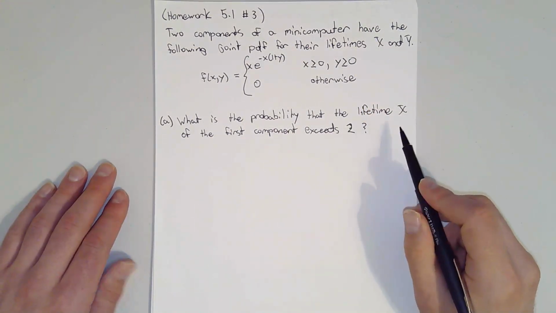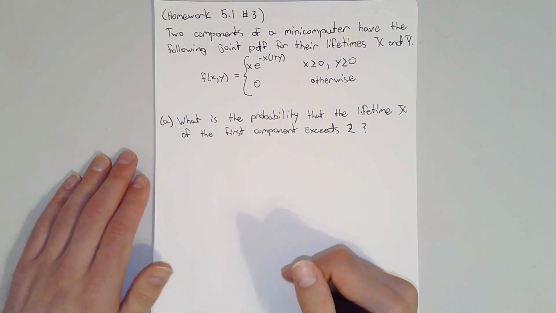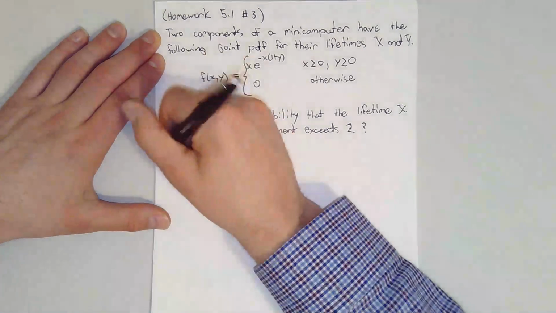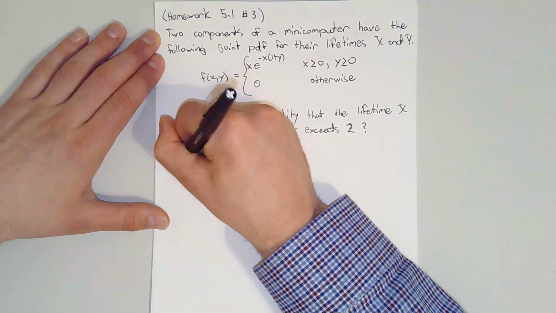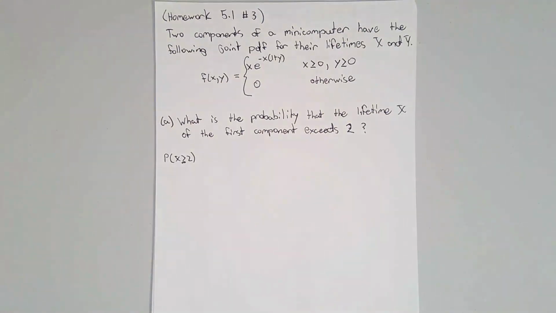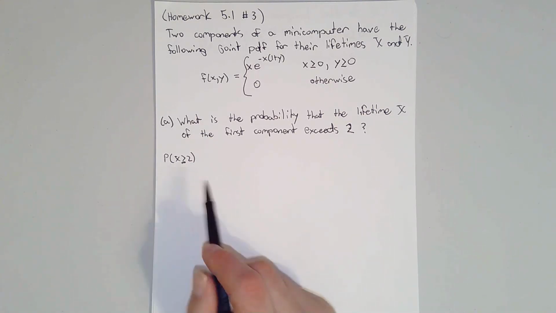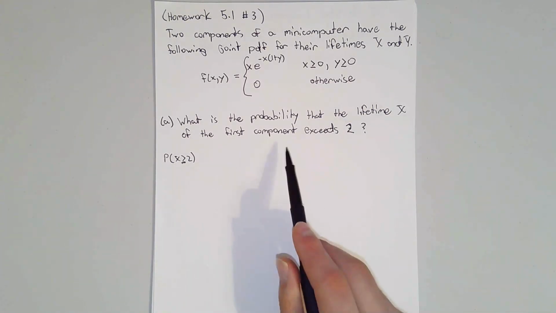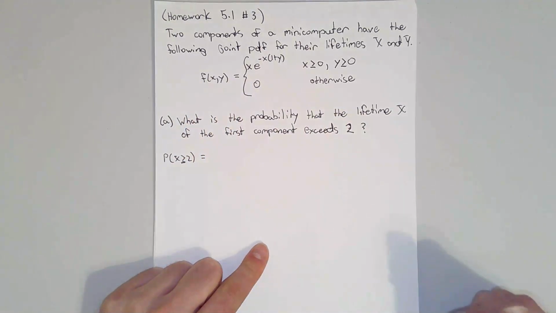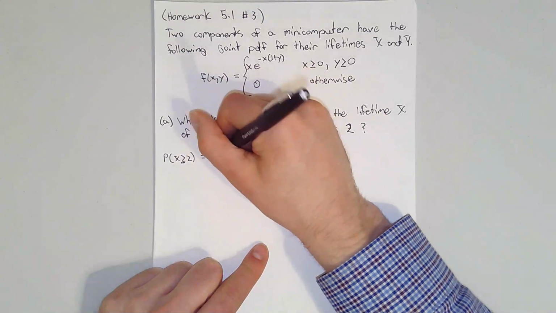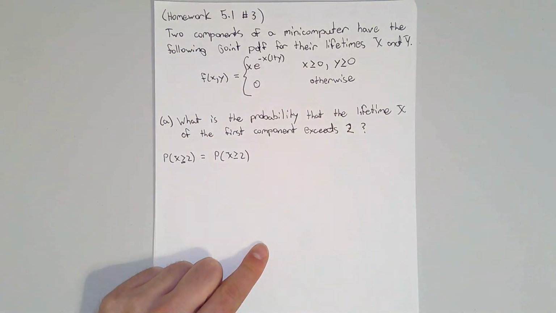What is the probability that the lifetime of capital X of the first component exceeds 2? So using what we've learned from the last video, this can be written as follows. What is the probability that capital X is greater than 2? It could be greater than or equal to because X is continuous, so those sort of things don't make a difference. But to be precise, it says exceeds, so beyond 2. And we'd like to express this in the following way. So this is the probability, again, since X is continuous, that X is bigger than or equal to 2.